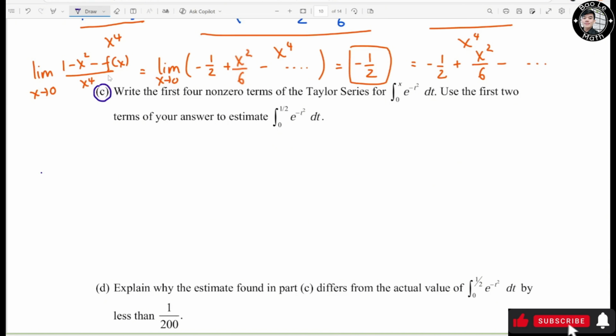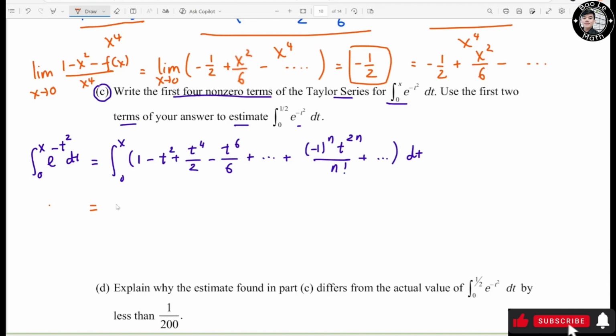Now let's move on to question C. Write the first four non-zero terms of the Taylor series for this integral. Use the first two terms of your answer to estimate this guy. The integral from 0 to s of e to the negative t squared dt is the integral from 0 to s. Now we're going to use the Taylor polynomial expansion for this guy, which we did in question A. The antiderivative of 1 is going to be t. This guy is actually t cubed over 3 plus t to the 5th over 10 minus t to the 7th over 42 plus etc.